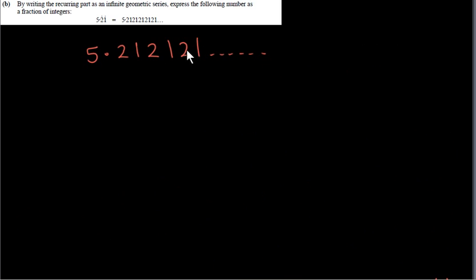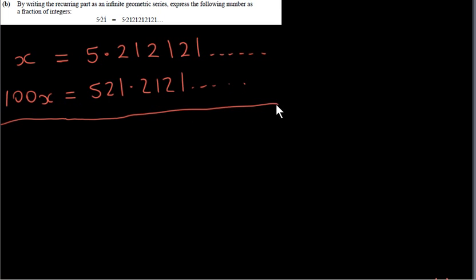Another way that we could write this as a fraction is to start off with our number and multiply it by 100. So let's call the number x. If we multiply it by 100, we get 100x. So that's going to give us 521.2121 recurring. We just moved the decimal point. Now, look what happens when we subtract these numbers. Something interesting happens. 100x minus 1x is 99x. So what I'm doing is I'm taking this lower equation and subtracting the top equation.